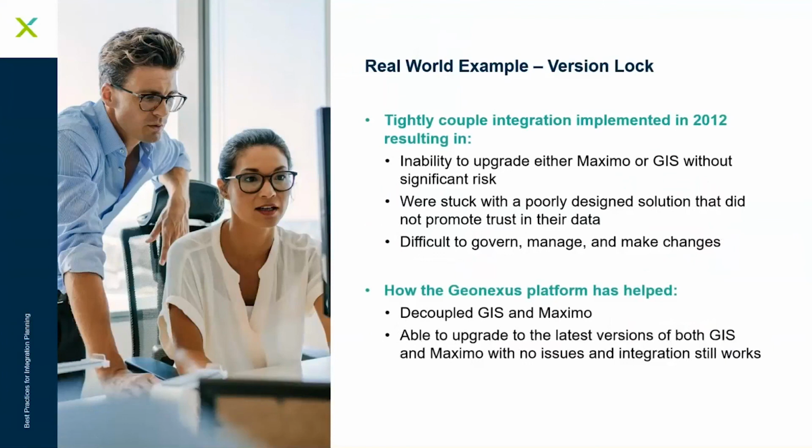I also have an example of a customer who's experienced the pain of version lock that I talked about on the last slide. This customer built a tightly coupled integration in 2012 between their GIS and Maximo, and they were unable to upgrade either system because of the way they had built this integration. This integration was really difficult for them to manage or make changes to, and they were really frustrated with the poorly designed solution, and they didn't have any trust in their data. They were also stuck on ArcGIS 9.3 and Maximo 7.1, so they weren't getting the new, exciting functionality in Esri or Maximo because they were stuck on these old versions.